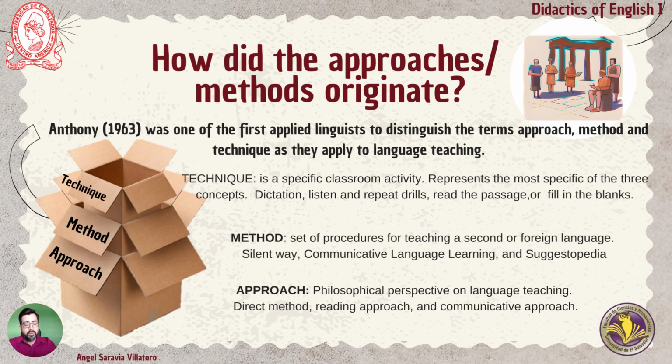I remember that when I was in a workshop, our tutor explained the difference between them, and he used this type of strategy, saying that it's like a big box. In the big box, we have the approach, the biggest one. Then we have the method inside of it, and then the technique is inside of the method. So that's why the approach is like the big box. Then we have the method.